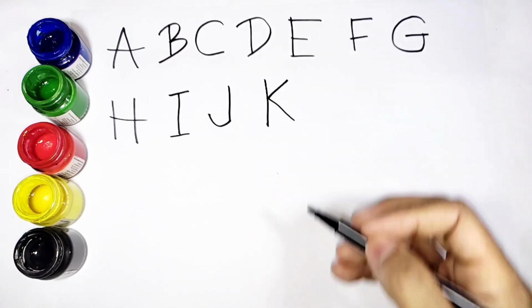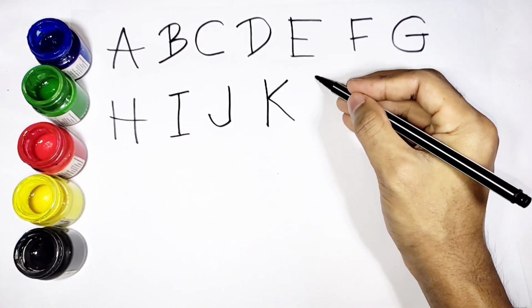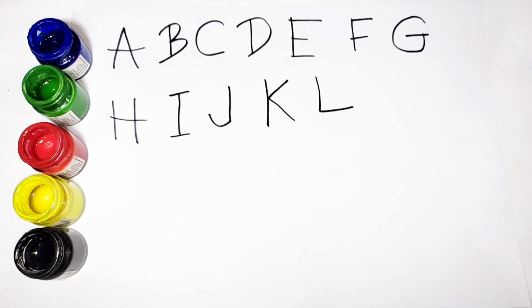And now we'll draw K. K for kite. The next one is L. L for lion, L for lemon.